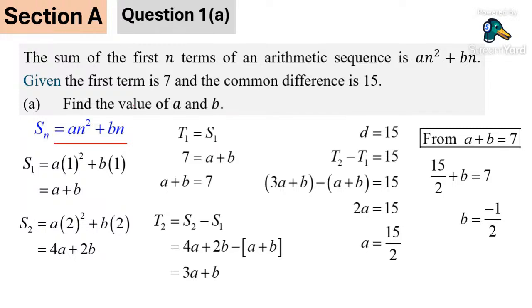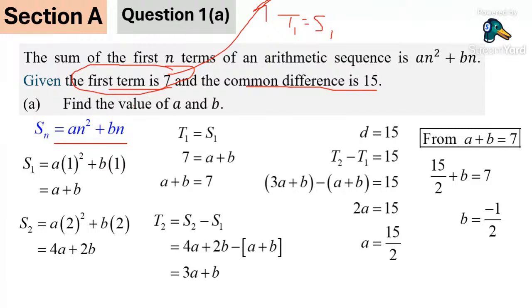So you were told that the first term is 7, the common difference is 15. How to get the answer for A and B here and relate with this information? First of all, if the first term is 7, how can the first term relate with the Sn formula? We realize that T1 is actually equal to S1. So I calculate S1, I can relate with 7.